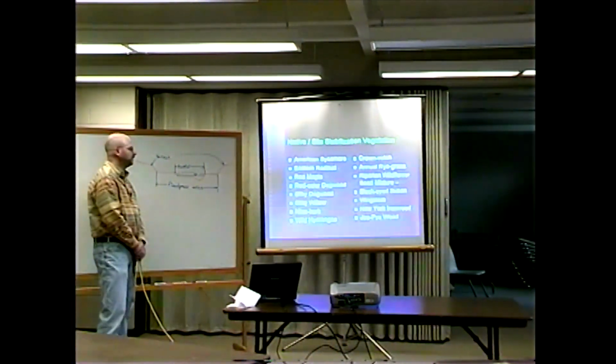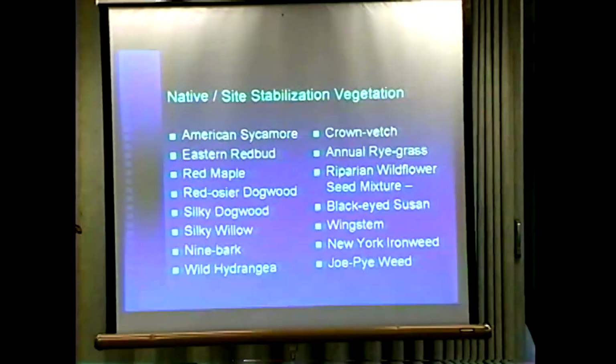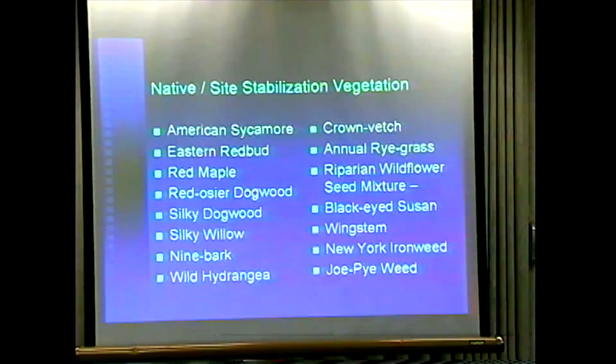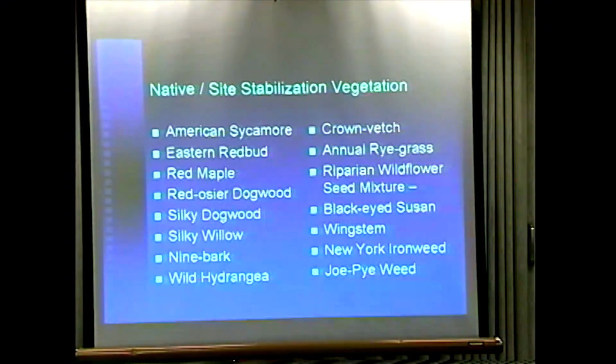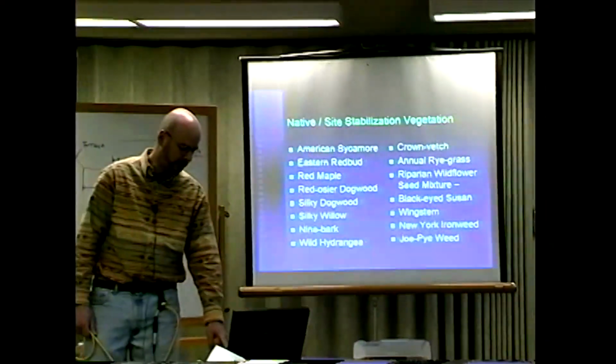This is a list of the plants that were used. It's not a complete list, but it's a good list. American sycamore, red bud, 2 different types of dogwoods, red maple, black-eyed Susan, wing stem, New York ironweed, Joe Pye weed. These are all natives except for 2 that were used to just stabilize the project area in the short term.